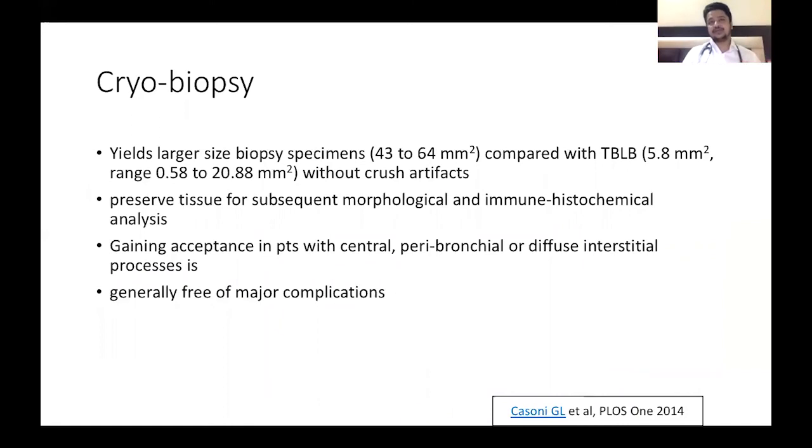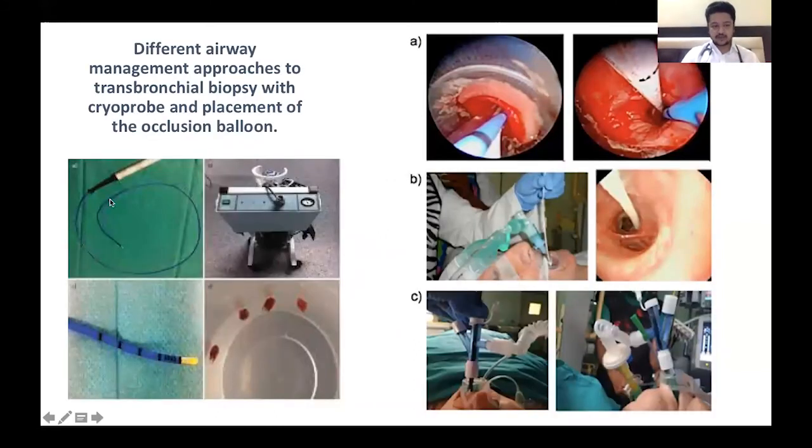In cryobiopsy, the limitation of TBLB, that it takes a very small sample, is overcome. So what is cryobiopsy? Here we have a cryoprobe. We introduce it into the lung, into a subsegment, freeze that area, and then take it out. With the cryoprobe we get significantly larger lung pieces, and the complication rate of cryobiopsy is significantly less than open lung biopsy or VATS, and we can clinch the diagnosis.